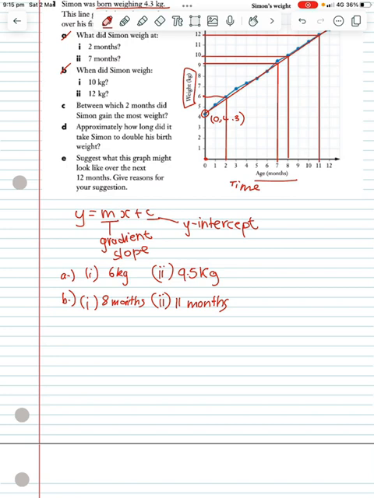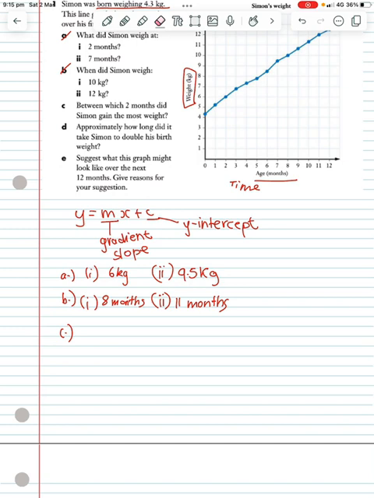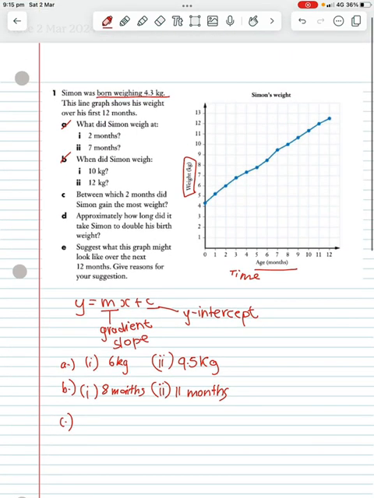Between which 2 months did Simon gain the most weight? This can get a little bit tricky. I'm just going to go on with my eraser and get rid of some of this so that we can see the graph a bit better. We want where it's got the steepest gradient. This would be a gradient of 0. Like this, I don't know what that gradient is specifically, but that gradient's steeper. Something like that is less steep, more steep. So we're looking for where it rises the quickest.